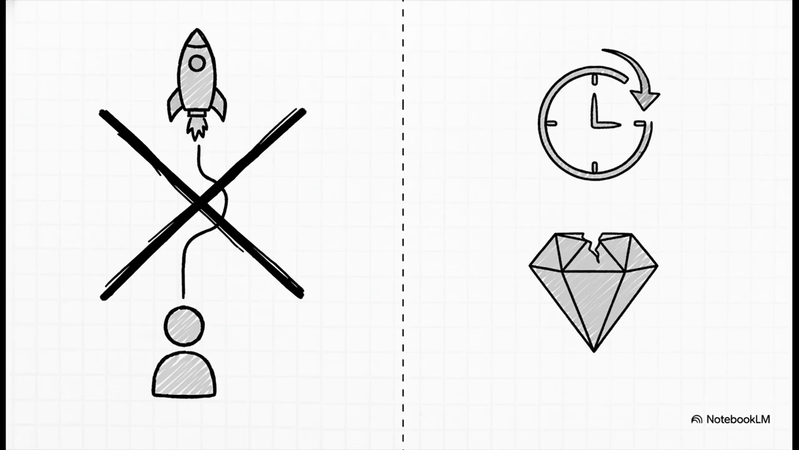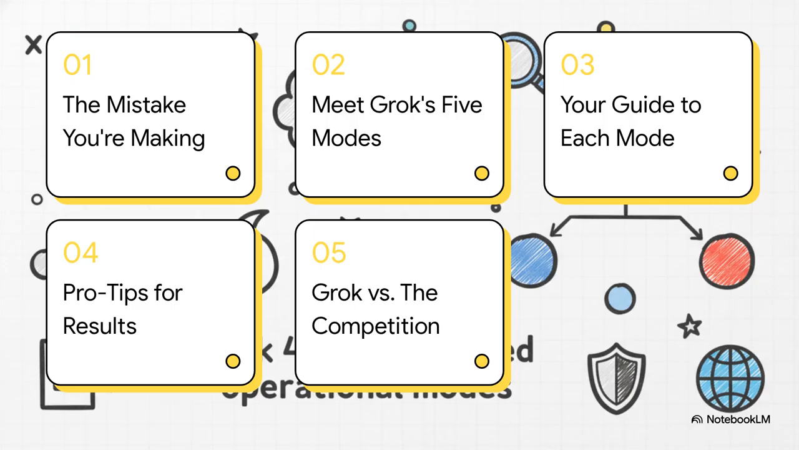After hours of testing, we found that this one little habit is costing you. It's costing you time and it's costing you quality. So in this explainer, we're going to fix that for good. All right, here's the game plan. We'll start with the big mistake everyone's making. Then we're going to meet Grok's 5 modes. I'll walk you through each one, give you some pro tips to get way better results, and then we'll put Grok head-to-head with the competition.